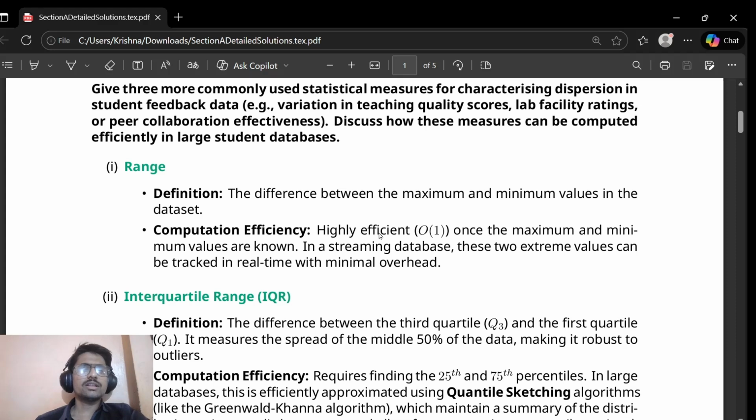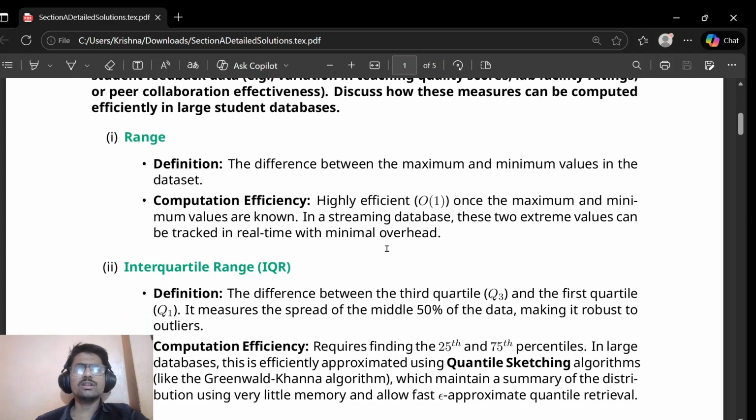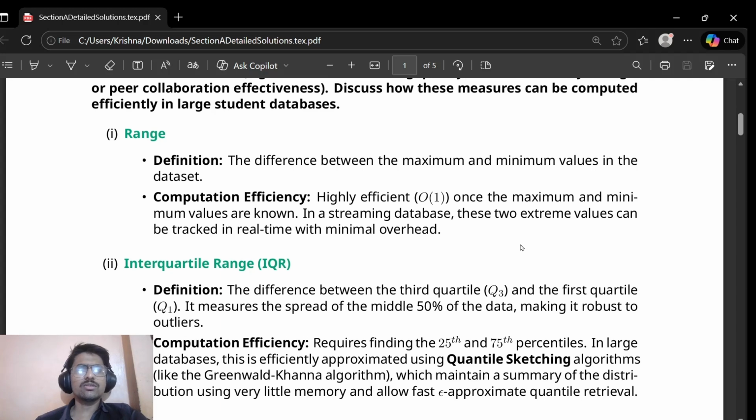So first is range. Definition: the difference between the maximum and minimum values in the dataset. Computation efficiency: highly efficient, O(1), once the maximum and minimum values are known. In a streaming database, these two extreme values can be tracked in real time with minimal overhead.